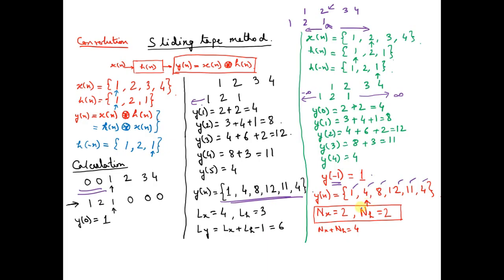So how do you find this? If you see over here, I have written Nx, capital N x, equal to 2. That means the number of values that are present after the origin, it is 1 and 2, in the case of xn. Similarly, Nh, the number of values after the origin value is 1 and 2, right? So Nx equal to 2, Nh equal to 2. If we combine these two, we get 4.